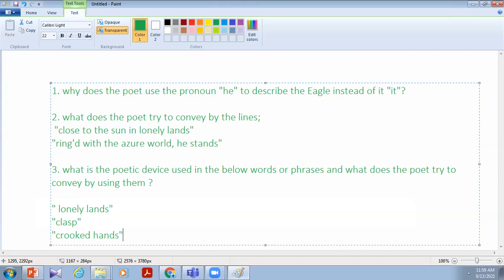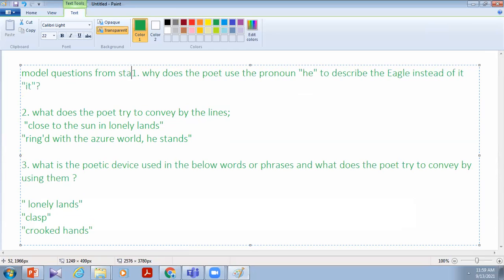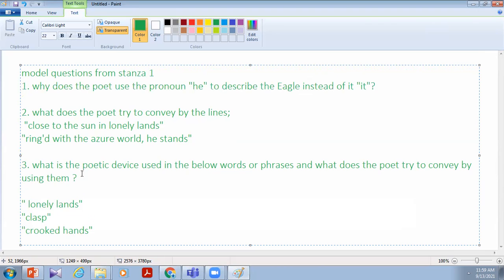This is very important because in two years they asked questions from the second stanza, but they haven't asked anything from the first stanza. So it's better you get prepared. So these are model questions from stanza 1. You can write it or type it or do anything you like with it.